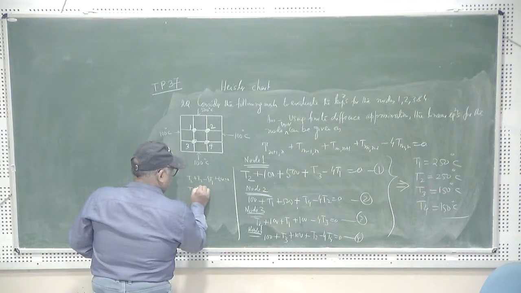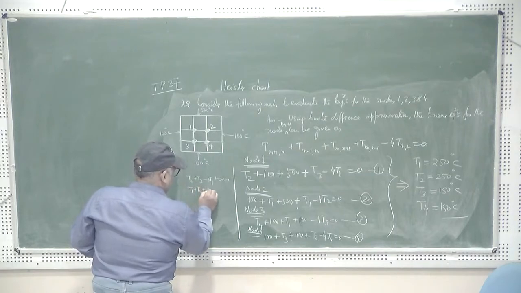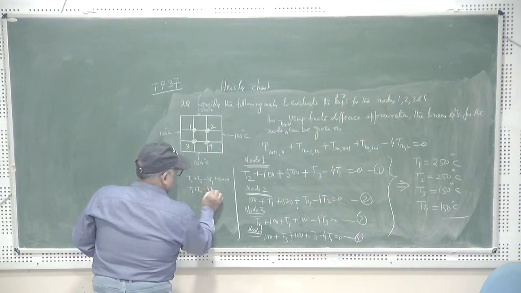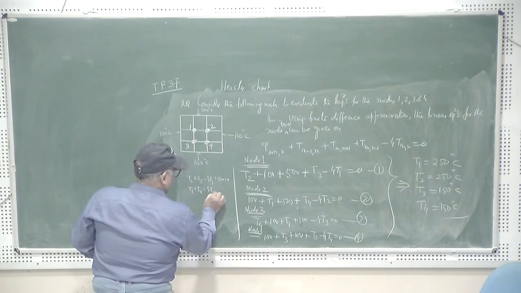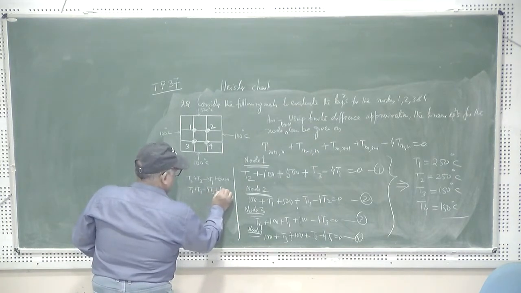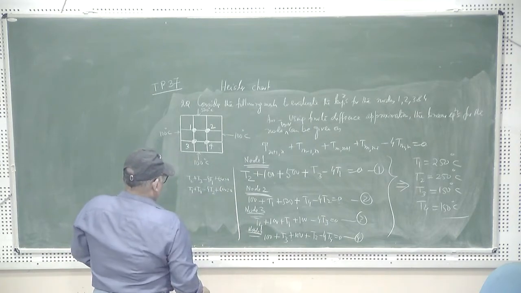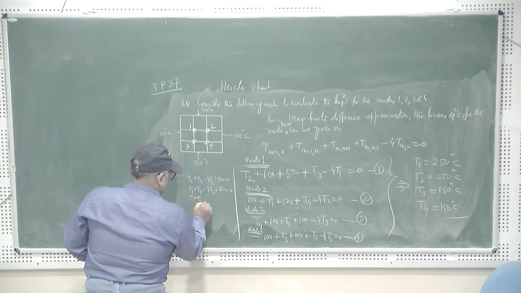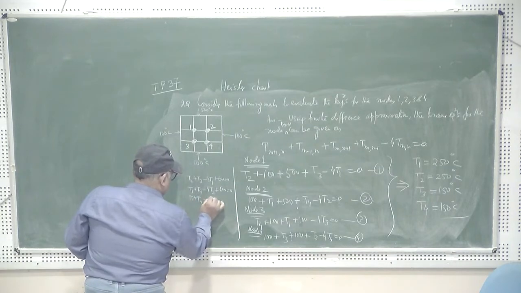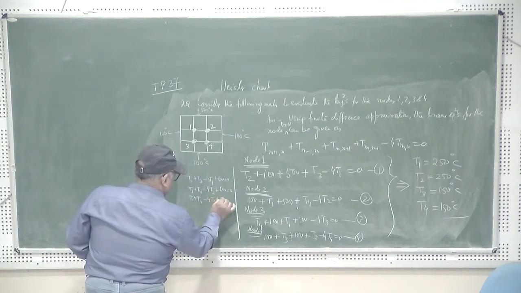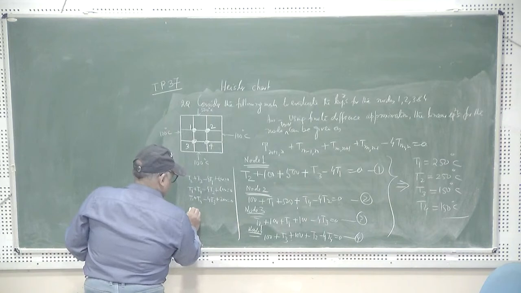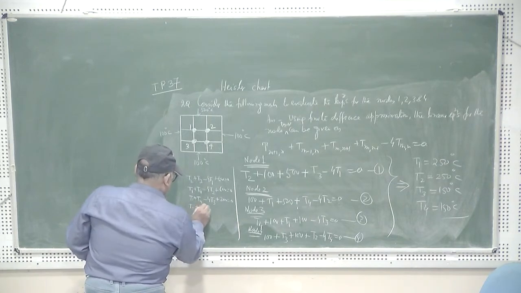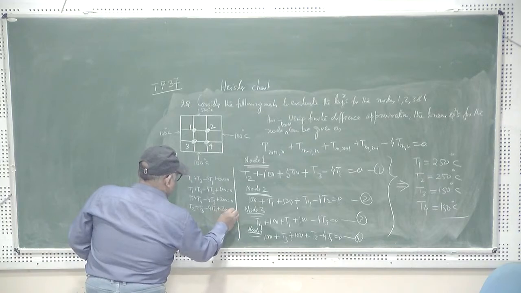T1 plus T4 minus 4 T2 plus 600 is equal to 0. T1 plus T4 minus 4 T3 plus 200 is equal to 0. T2 plus T3 minus 4 T1 plus 200 is equal to 0.